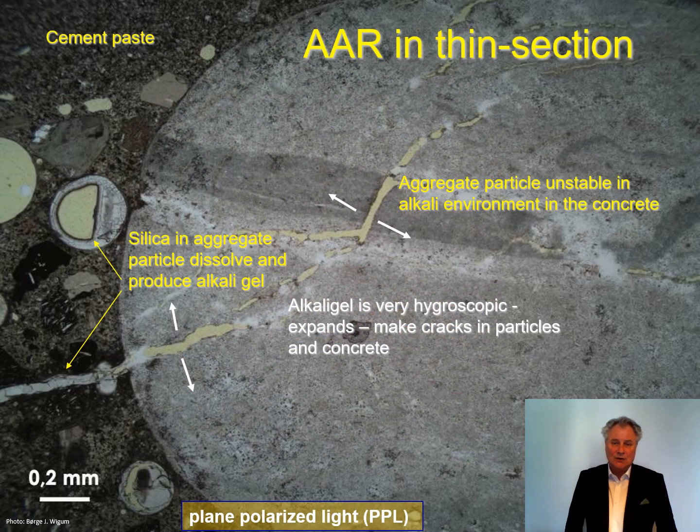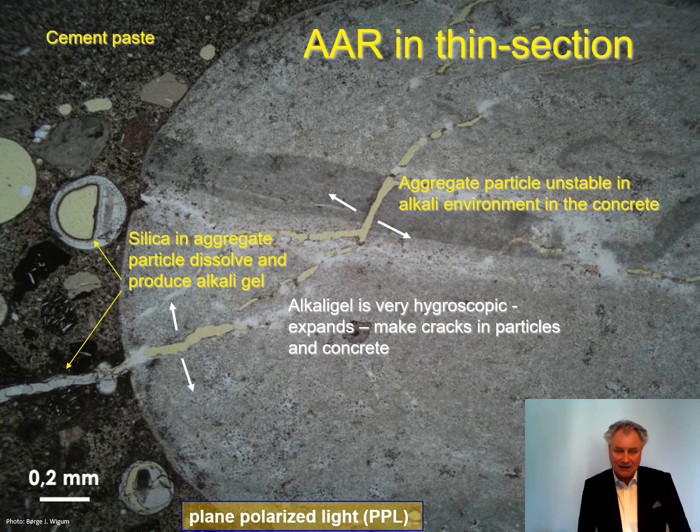So looking into a thin section of an aggregate particle, as you can see down to the right, this is only 0.2 millimeters. So we have a very high magnification. But as you can see here in these reactive particles, there will be some cracks starting to open up.